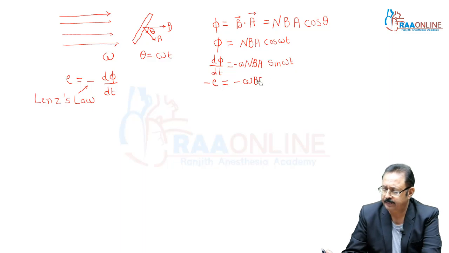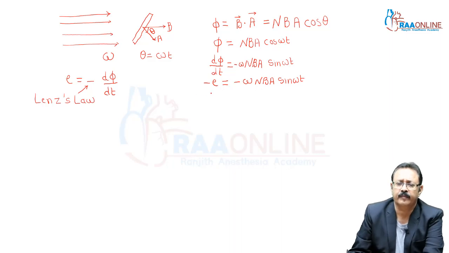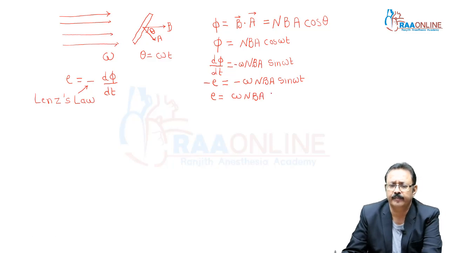Minus omega NBA sin omega t. E means omega NBA sin omega t. One important expression, you will get so many numericals on this.